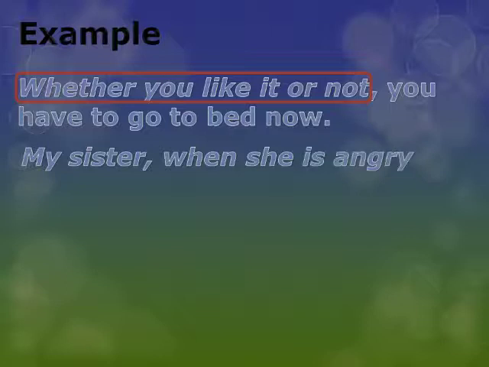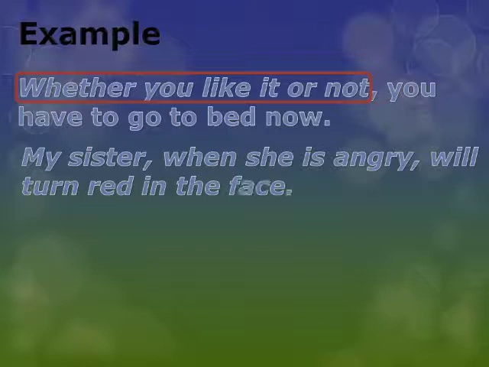My sister, when she is angry, will turn red in the face. In this sentence, "when she is angry" is an adverb clause. It is an adverb clause for my sister, and it has both a subject, that is "she", and a verb: the helping verb "is", and "angry" is the main verb.